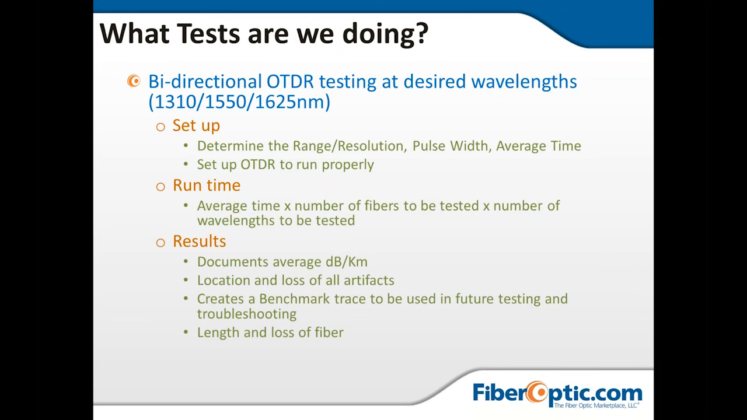And then that saved trace becomes the benchmark that you aim for with any subsequent testing. So say the link fails, you realize that maybe there's a problem with the fiber. You shoot the fiber, you know what it's supposed to look like because you saved your benchmark. Then you can look at the new trace, look at differences, and perhaps identify the location of an issue much more quickly. And it will give us the length and the loss of the fiber. So those are all the results that we get from an OTDR bidirectional test.